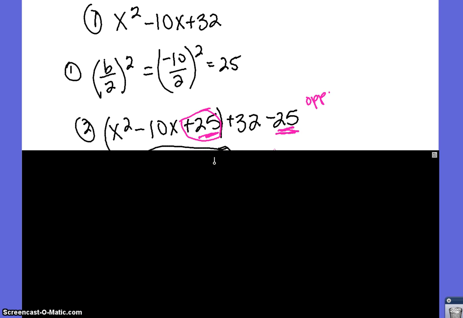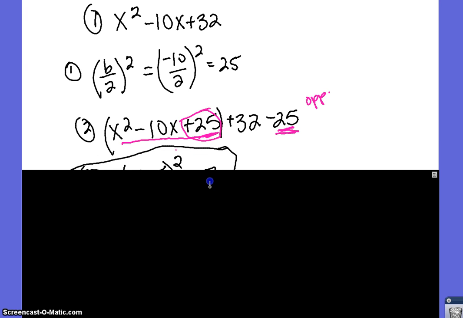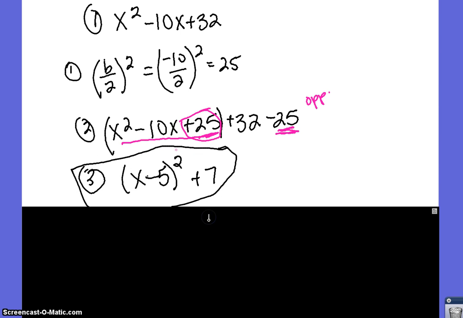Then I'm going to take the trinomial, which is my three terms, my x squared minus 10x plus 25, and I'm going to rewrite it as a binomial, which we have already done. So my binomial, again, whatever variable I'm working with goes here. The way I get my sign comes from the b term. And then my number is going to be the square root of my c term, which the square root of 25 is 5. And then I'm going to combine like terms. So right here, I combine the positive 32 and the negative 25, and that's where I get plus 7. So I'm going to take this vertex form. This is your vertex form.